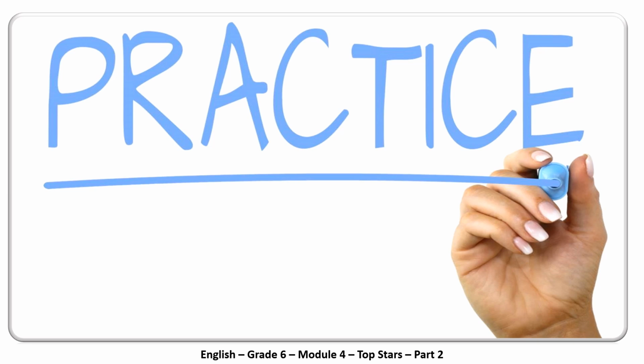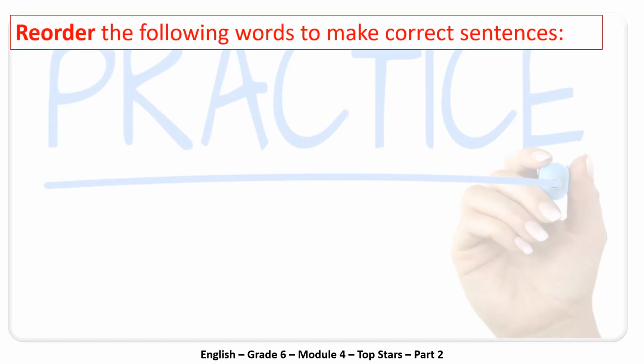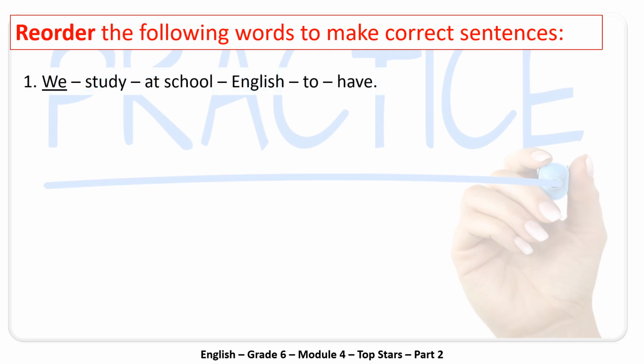Practice time. Reorder the following words to make correct sentences. Let's start with this one as a model. We have the words: we, study, at, school, English, to, and have. Can you think of how to reorder these words to make a correct sentence? I'll give you some time to think.